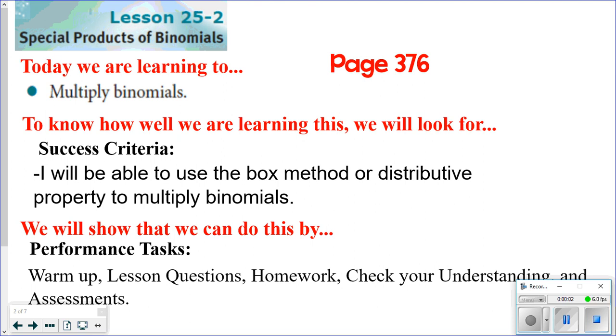Today we're going to be working in lesson 25-2. It's on page 376. We're going to be multiplying binomials again. So you can choose to either use the box method or the distributive property, also known as FOIL.